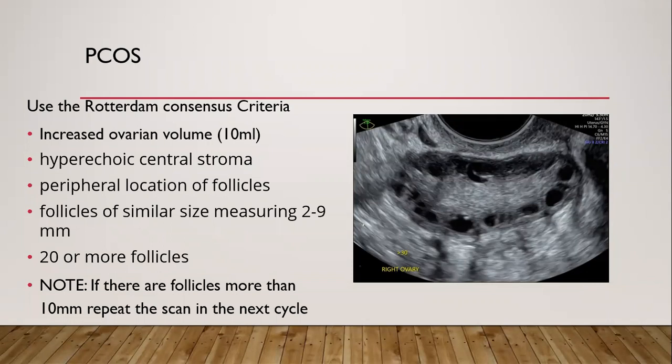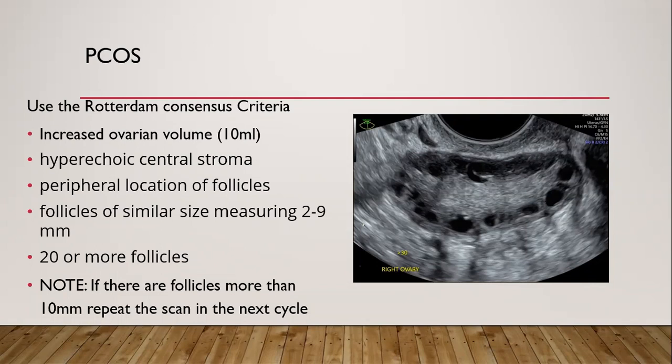So you need to look at the size of the ovary. It should be increased, more than 10 cc in terms of volume. Then the stroma, the middle part of it, if you're able to see my cursor: what is the echogenicity? Is it hyperechogenic compared to the edges? Then indeed you need to conclude that this is PCOS.